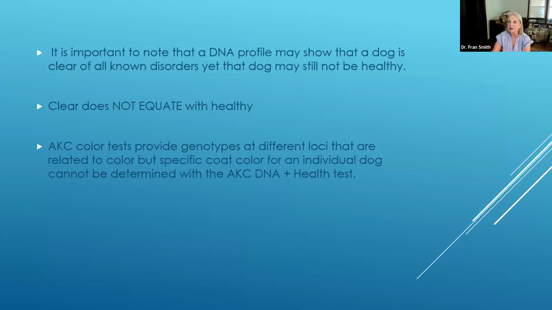It is important to know that a DNA profile may show a dog is clear of all known disorders. The dog may not be healthy. Clear does not equate with healthy. AKC color tests provide genotypes at the different loci that are related to color, but based on the AKC DNA and health test, you cannot tell what specific color a dog may be based on that testing.